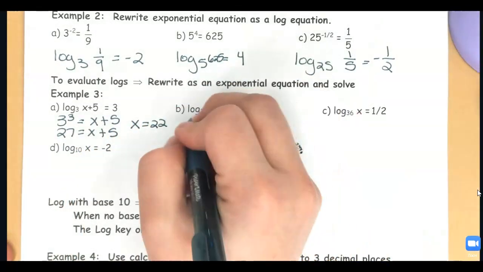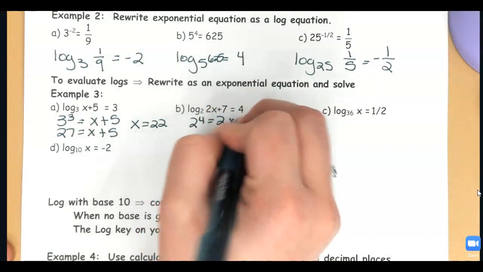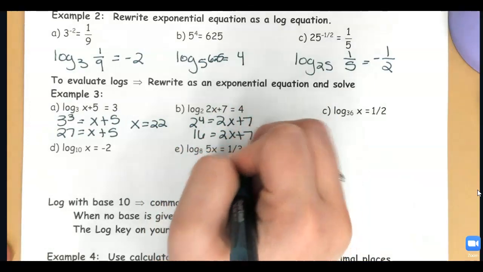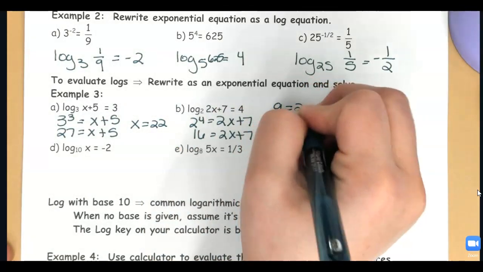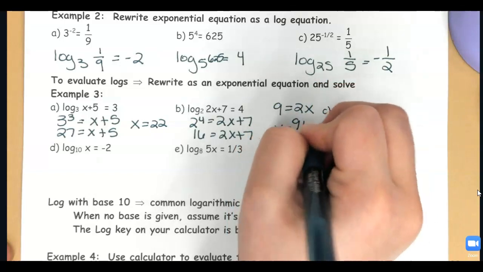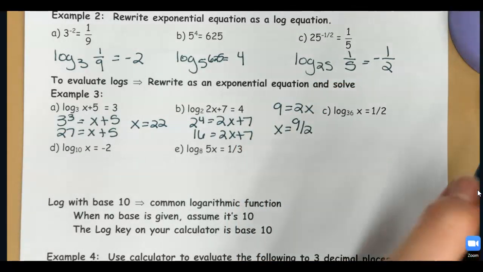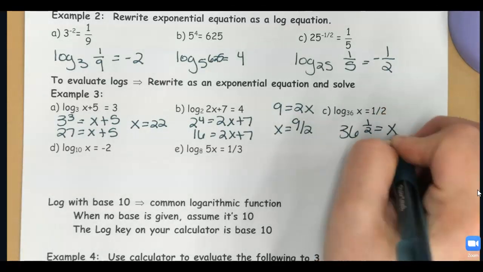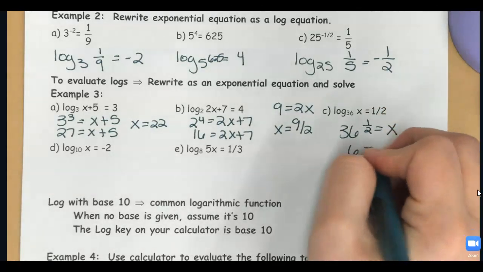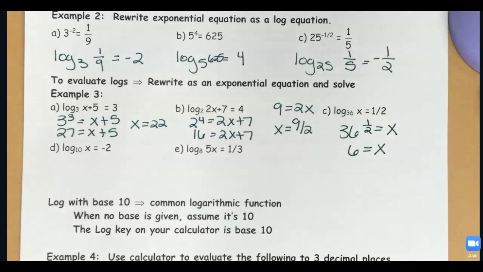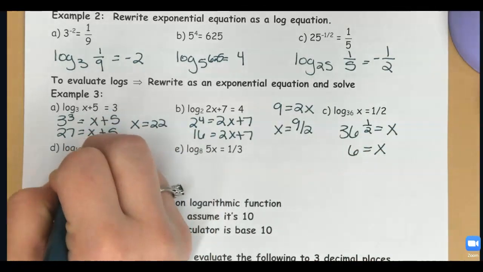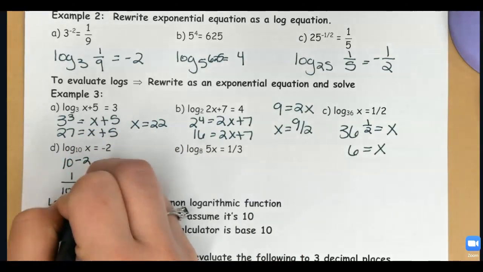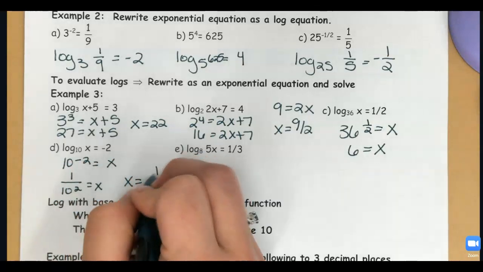On the next one, this is 2 to the 4th equals 2x plus 7. So 16 is 2x plus 7. So first I have to subtract 7, then divide by 2. X is 9 over 2. On C, 36 to the 1/2 is equal to x. Remember, 1/2 power is the same thing as square root. So x is 6. Next one, 10 to the negative 2 is x. So that's the same thing as 1 over 10 squared, which is 1 over 100.